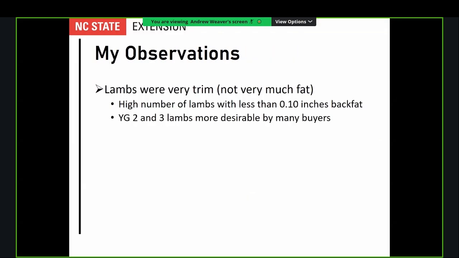And so my general overarching observations: lambs, as I mentioned, were very trim, not very much fat. A lot had less than a tenth of an inch of back fat, so we need to work on that. And it's not a bad thing to have more yield grade 2, yield grade 3s. I hear a lot of discussion that lambs in that 0.2 of an inch to 0.3 of an inch back fat range is actually the preferred range. And so it's okay to get them up into a little bit more fat on them. Not too much, but to have a little bit more is not a bad thing.